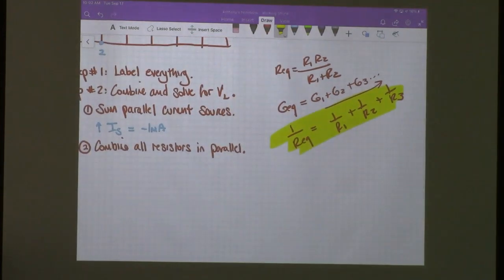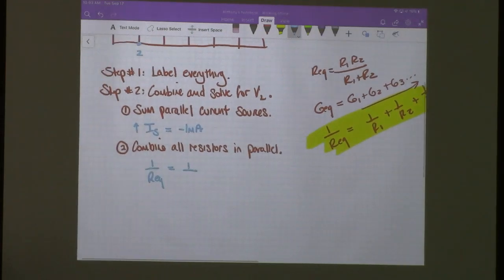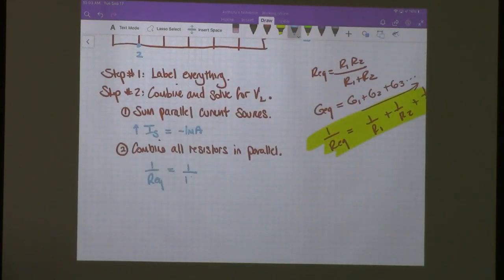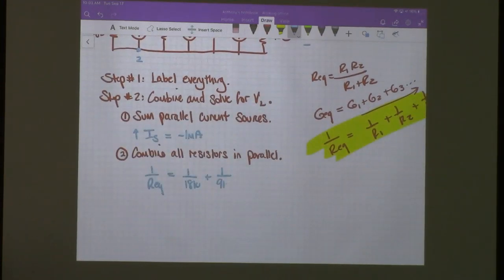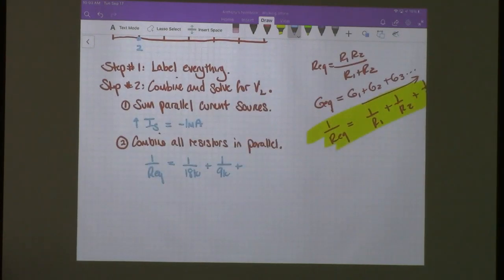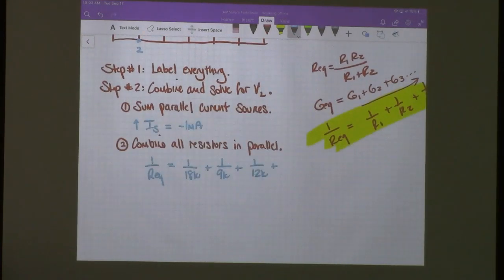So what we know is that 1 over R equivalent will be equal to, using all 4 of the resistors, 1 over 18K plus 1 over 9K plus 1 over 12K plus 1 over 12K again, which gives us 1 over 4,000. So the equivalent resistance is 4 kilo ohms of all of those resistors combined together.